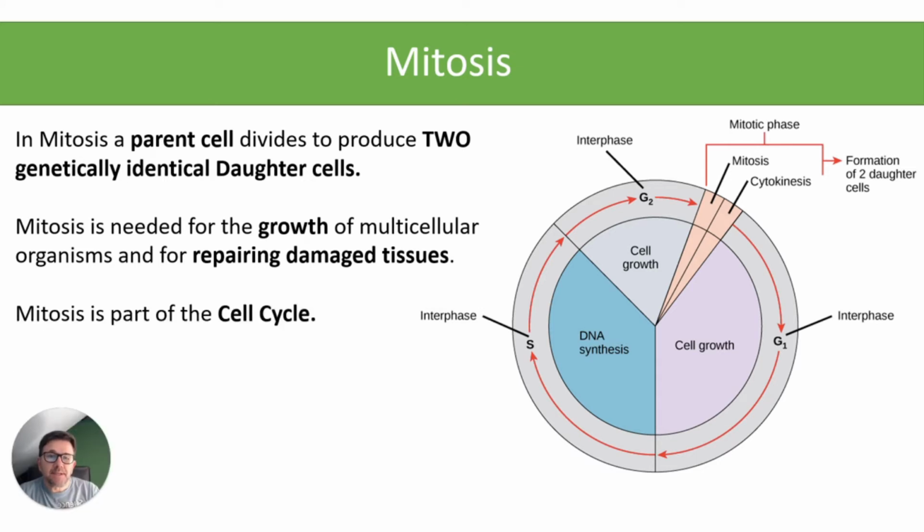Mitosis is part of the cell cycle, as you can see on this diagram. The mitotic phase is quite short in the cell cycle, and most of the time the cell isn't doing very much. It's in interphase, so it might be growing, but once it grows, it then synthesizes DNA and the organelles within the cell, and then further cell growth occurs before mitosis.